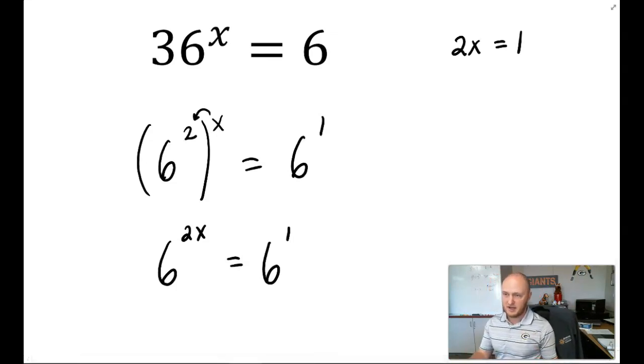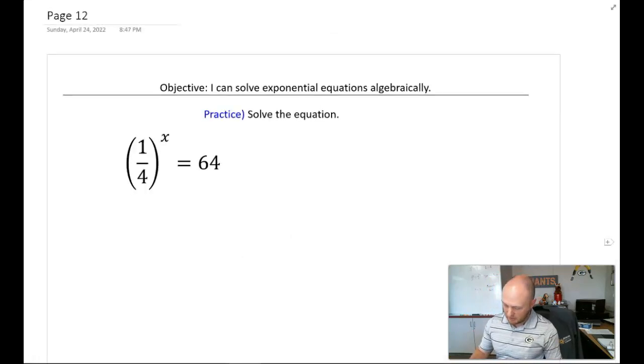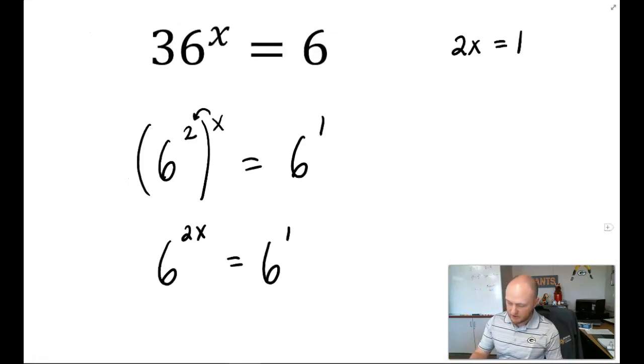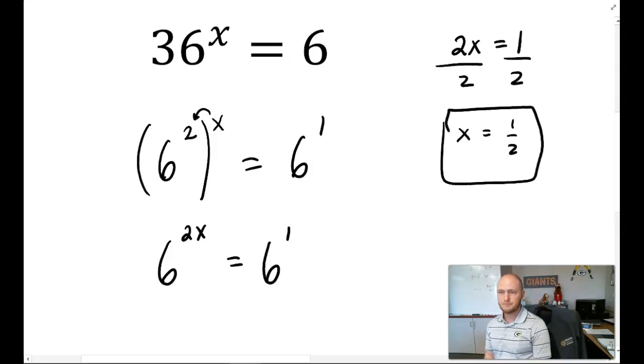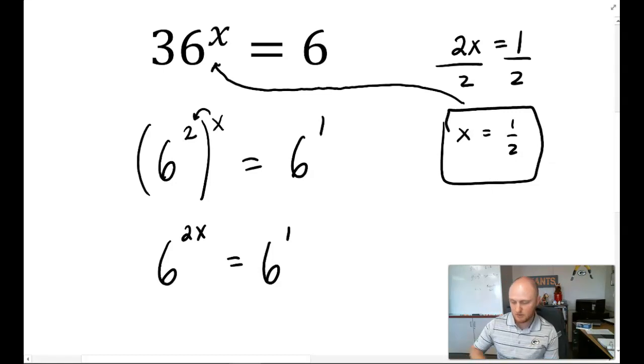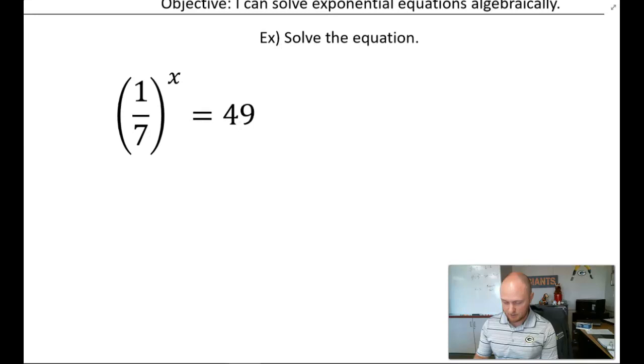Now I have to go ahead and solve this equation. So I'm going to divide both sides by 2 to isolate x. So we get x is equal to 1/2. And this should make sense too, because if I plug in 1/2 here, isn't 36 to the power of 1/2? That's the square root of 36. Is that 6? Yes. So sometimes you can think about it conceptually.